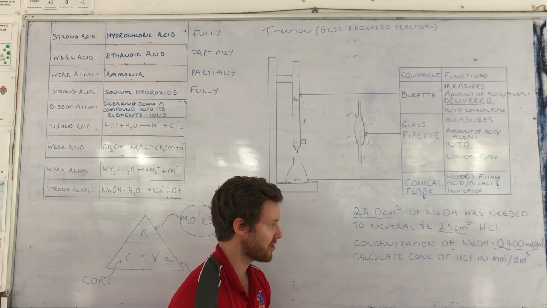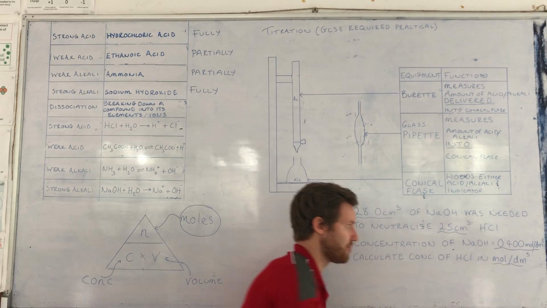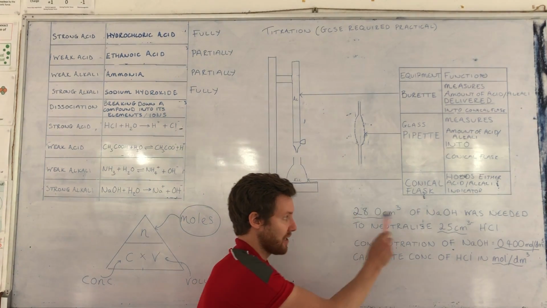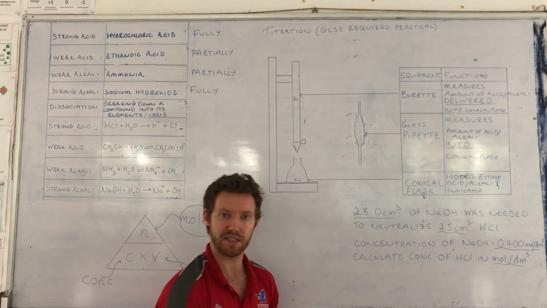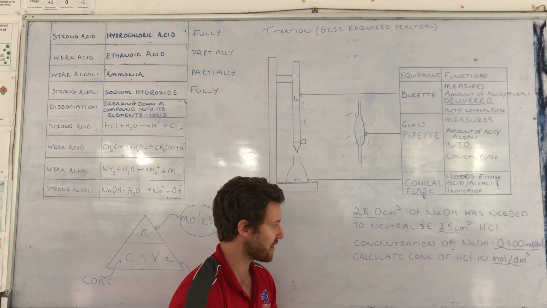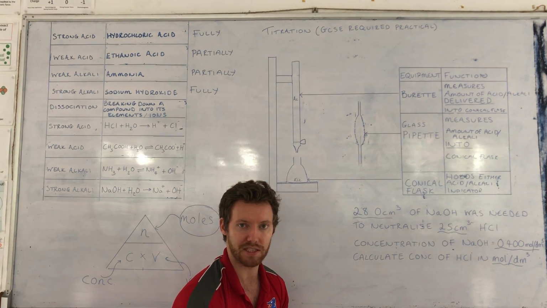Calculate the concentration of hydrochloric acid in moles per decimeter cubed. So we already anticipated that. We know that we're going to state that because we have already dissected this question. We've already identified what they want us to do. So calculate the concentration of hydrochloric acid in moles per decimeter cubed.